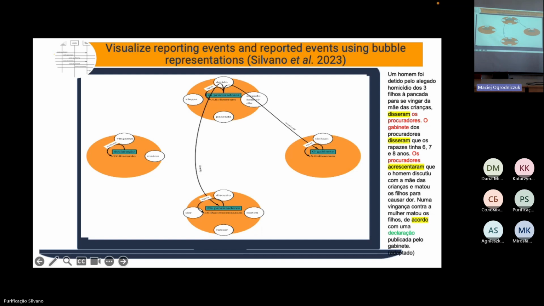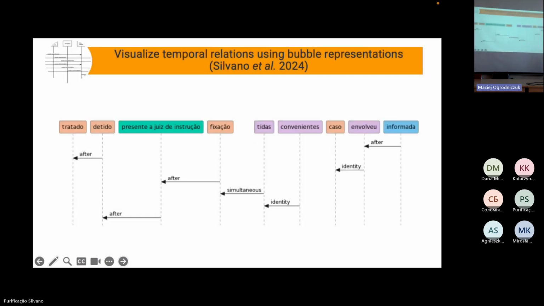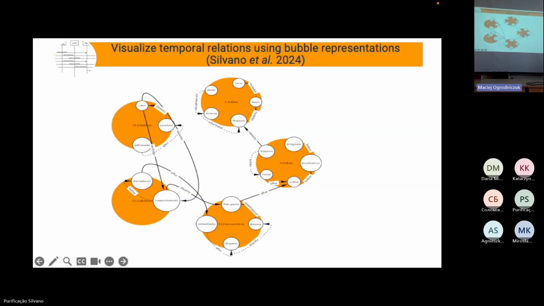Based on this annotation, we are now also working on representing timelines and temporal information. We have been representing, for instance, temporal relations between the different events. The events are inside the boxes, and then we establish the different temporal relations between them. Also using the bubble diagram, with the different temporal relations between each embedded story.